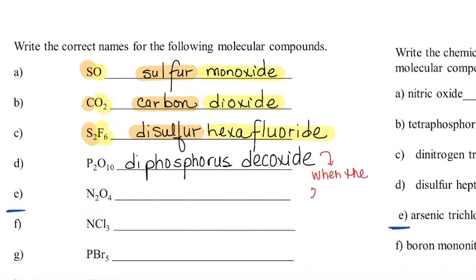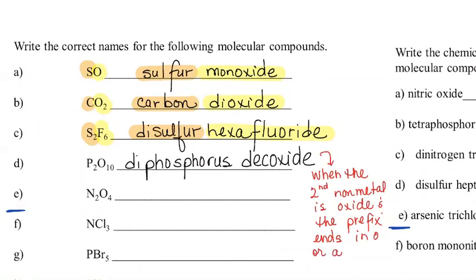When the second nonmetal is oxide and the prefix ends in O or A, they go away.